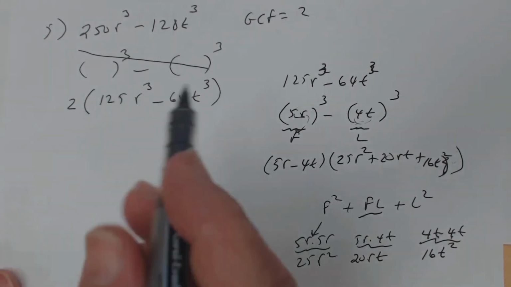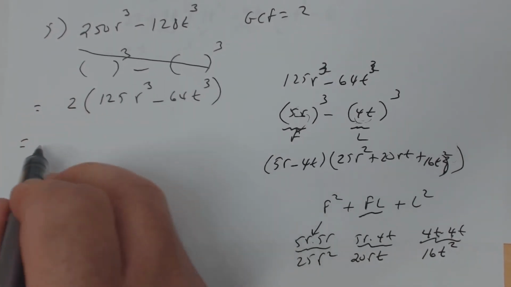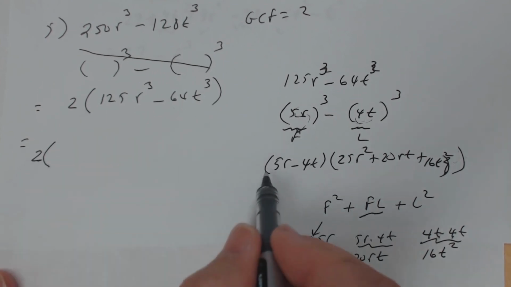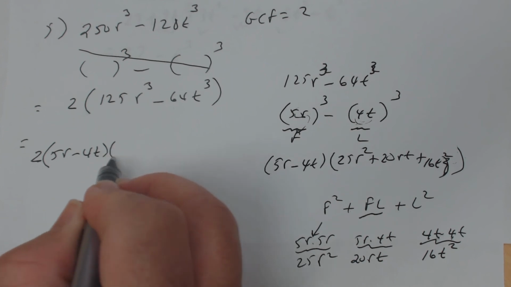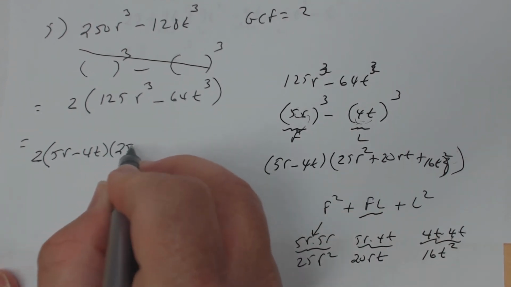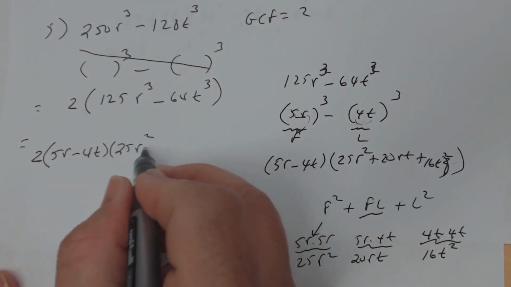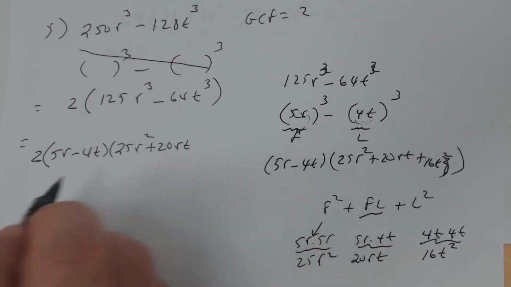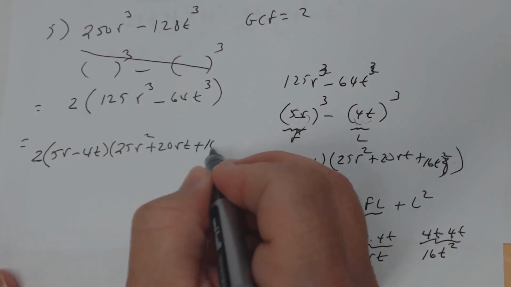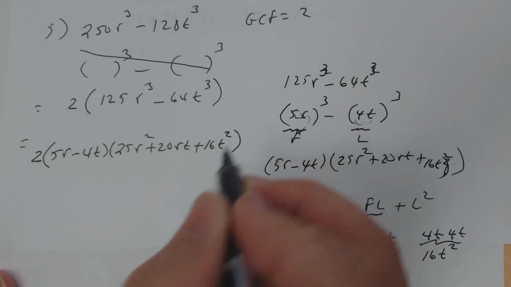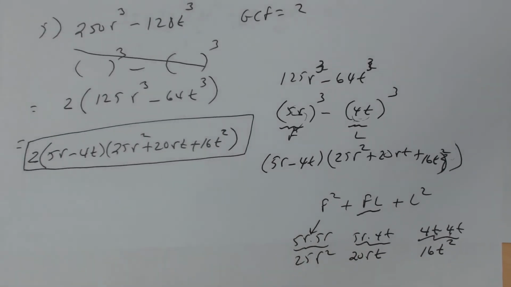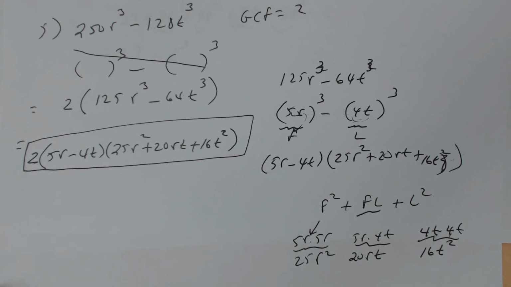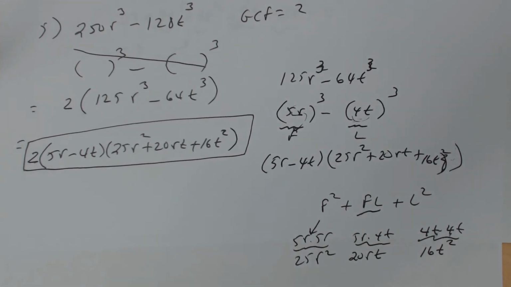So don't forget the GCF was 2, so that has to be part of the answer. So I'm going to get 2 times the binomial, 5r minus 4t, times the trinomial, 25r squared plus 20rt plus 16t squared. All right, so there's your answer. All right, so that should be enough problems for you in terms of the difference of 2 cubes.